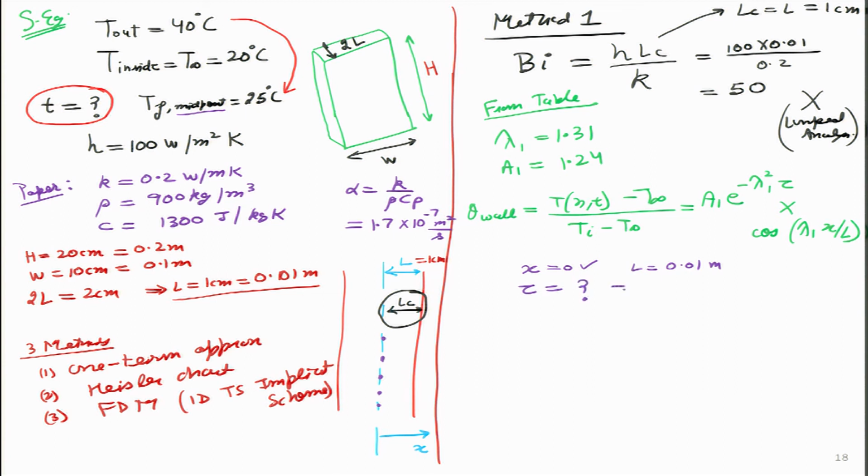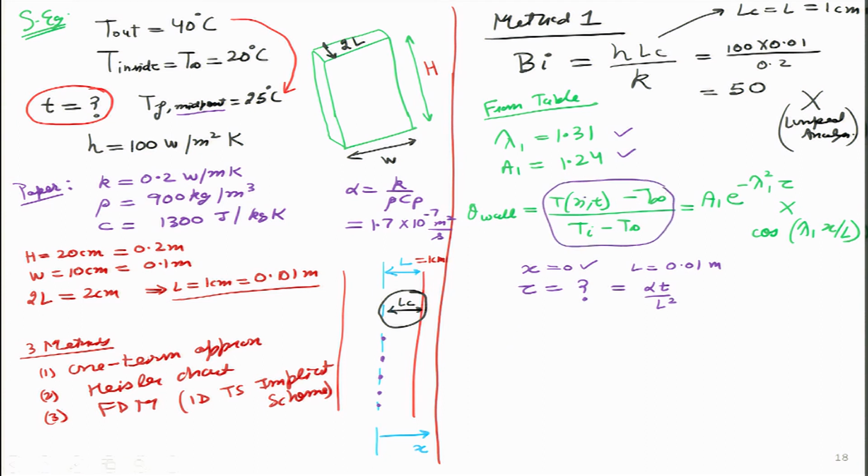In fact, tau I can write as alpha t by L square. So, this is something I am figuring out. A1 and lambda 1 values we have already figured out. Let us write these values as well. What are these values over here?